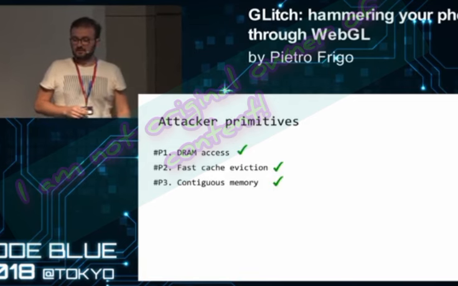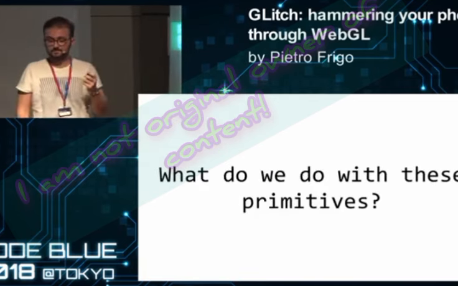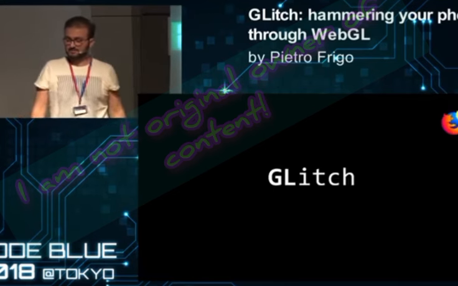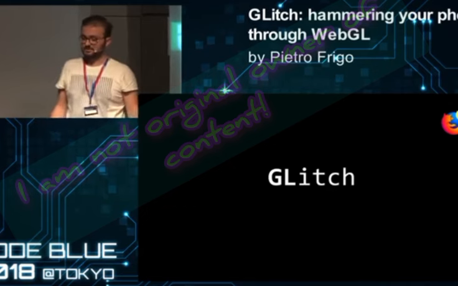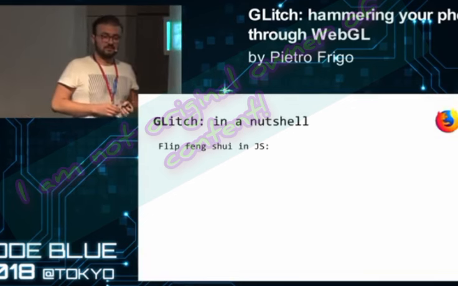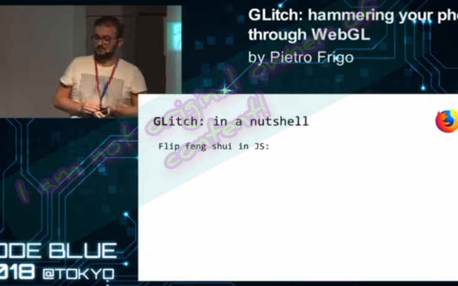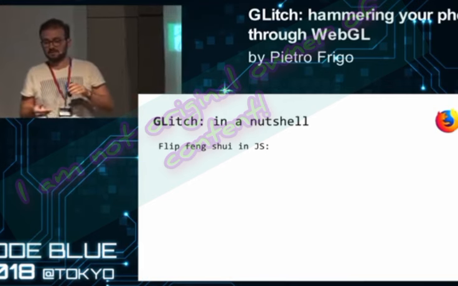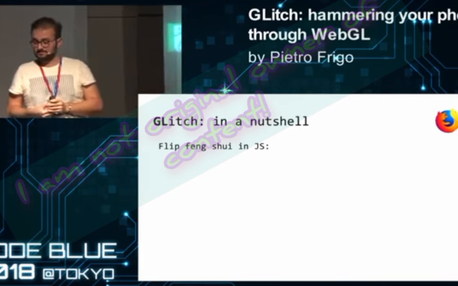So we have our 3 primitives. The next step is what do we do with these primitives? And the answer is glitch. Glitch is our exploit that we developed, and we dubbed it glitch because of RAMpage, which is a hardware glitch, and GL because of WebGL. And the way glitch works is basically flip feng shui in JavaScript. So we call this process flip feng shui because it's very similar to any heap feng shui attack, but you do it on the physical level, so in DRAM.